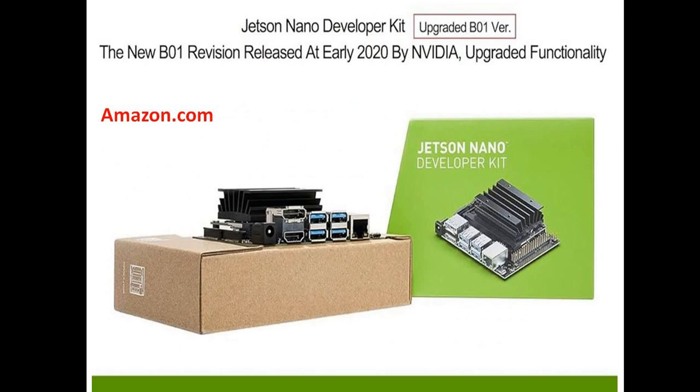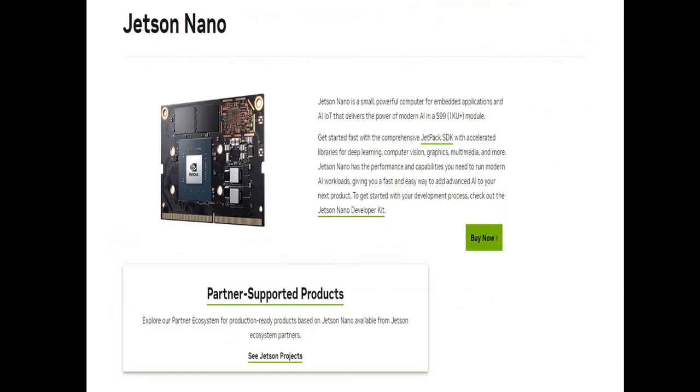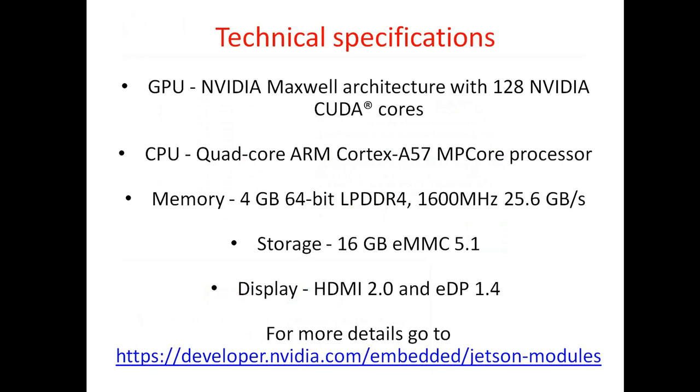And this is how a Jetson Nano developer kit looks when you buy it. This is a poor man's GPU to start with. It is a small, powerful computer for embedded applications, especially for IoT, etc. You can buy it normally from Amazon or any other general procuring sites.